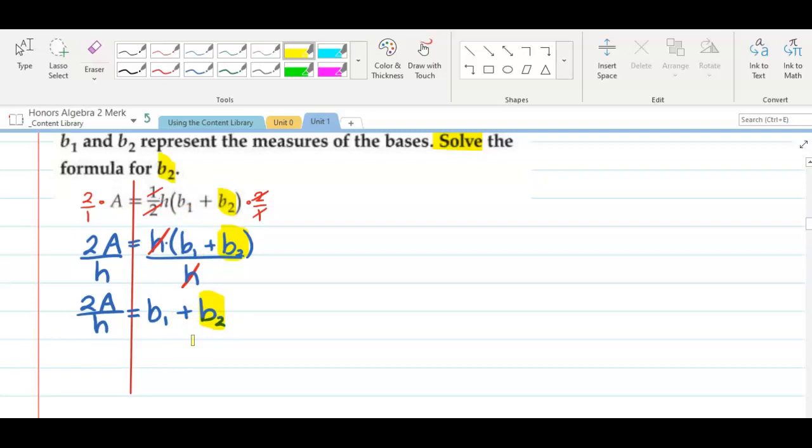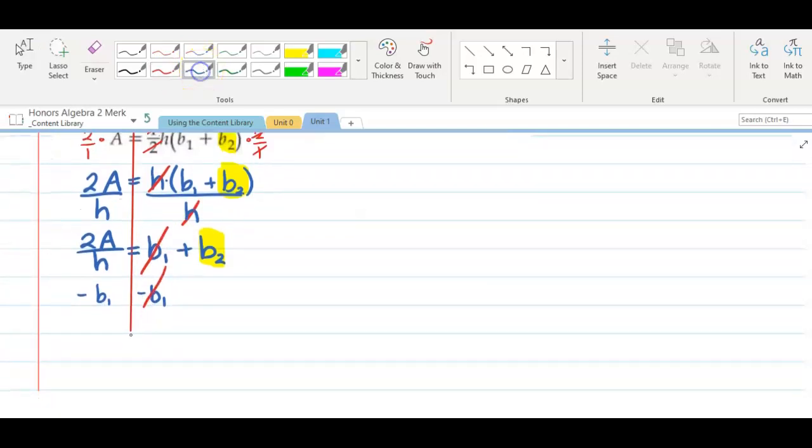The last thing I need to do is get rid of b1. Now if I try to add b1 to both sides, notice these don't have opposite signs. I need to subtract b1, because a positive b1 and a negative b1 will cancel. And that leaves me with b sub 2 on the right side. That's what I wanted. And on the left side, I have 2a over h subtract b sub 1. So that's my final answer.